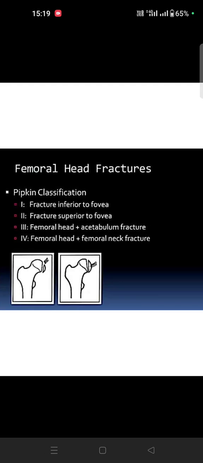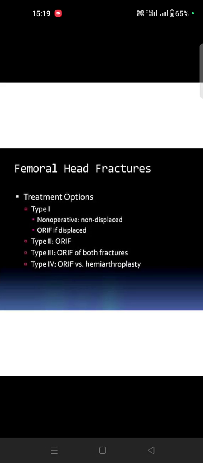Okay. So then femoral head fracture. It is concurrent with hip dislocation due to shear injuries. Here you can see the main shear, it's the Pipkin classification. We can identify that from the image. Fracture inferior to the fovea, then fracture superior to the fovea, then femoral head with acetabulum fracture, then femoral head with femoral neck fracture. We can understand that from the image. This is the normal content I'm giving, which is the main I'm telling.